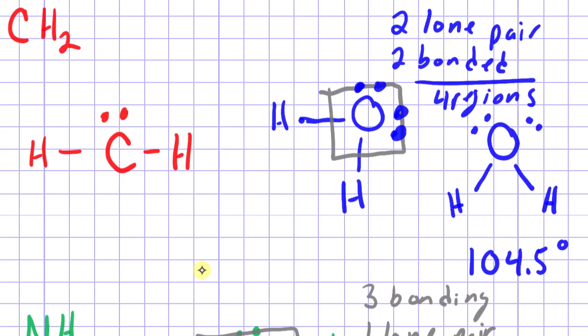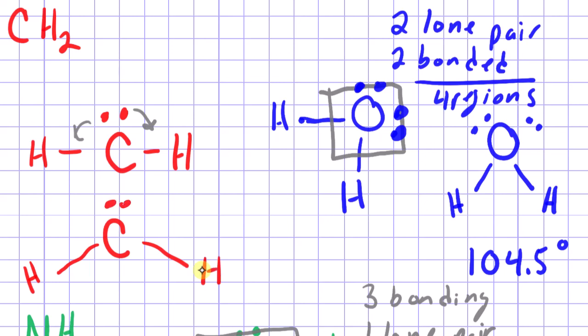Okay? So with this, once again, if you remember what I said, this lone pair is going to have more of a repulsive force than these bonded pairs. So that's going to cause these to be pushed down. However, since there's only one lone pair that's pushing in both directions, this bond angle won't be as severe as what it was on our water.